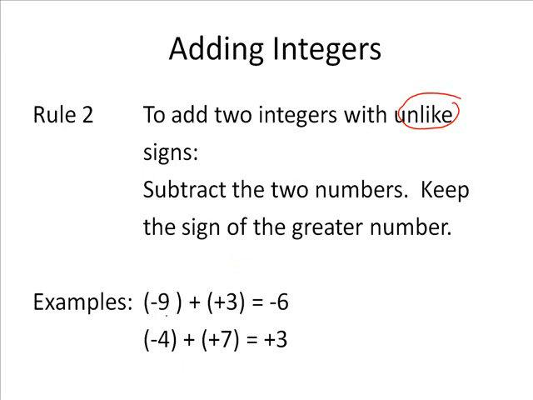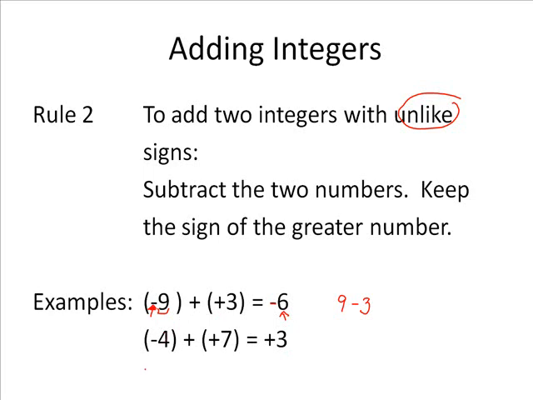So for example, negative 9 plus positive 3. The 9 is the larger of the two numbers, and it has a negative sign. So right away, I know my final answer will have a negative sign. Now, I'm just going to do 9 minus 3 to get 6. So my answer will be negative 6. 6 because 9 minus 3 equals 6, and the negative sign because 9 is bigger than 3, and we need to hang on to the sign that the larger of the two numbers had.